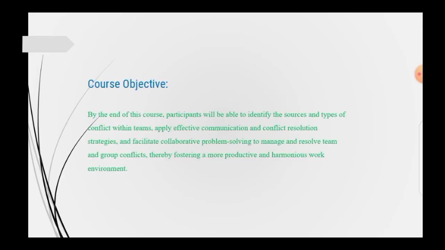By the end of this course, participants will be able to identify the sources and types of conflict within teams, apply effective communication and conflict resolution strategies, and facilitate collaborative problem solving to manage and resolve team and group conflicts, thereby fostering a more productive and harmonious work environment.